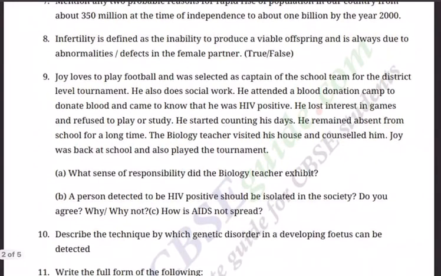Next, question number 9, case study question. This is a new pattern of questioning, and this is a new way of asking the questions.